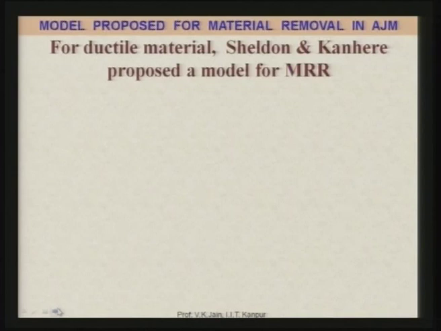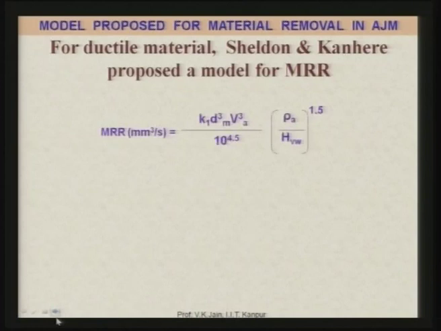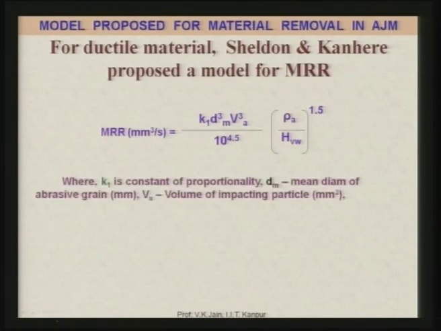There was another model for ductile material proposed by Sheldon and Finnie for evaluation of material removal rate. You can see here the material removal rate in terms of millimeter cube per second: K 1 d m raised to power 3 V A raised to power 3 upon 10 raised to power 4.5 multiplied by rho A over H V W whole raised to power 1.5, where K 1 is a constant of proportionality, d m is the mean diameter of abrasive grain, and V A is the volume of impacting particle in terms of cubic millimeter.